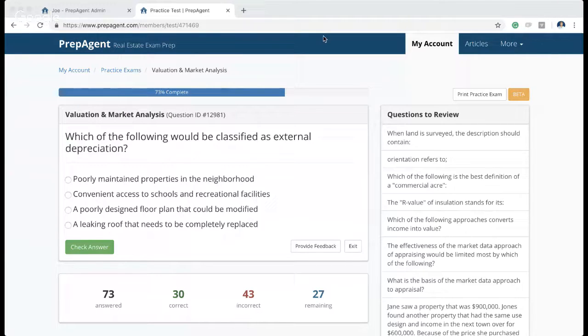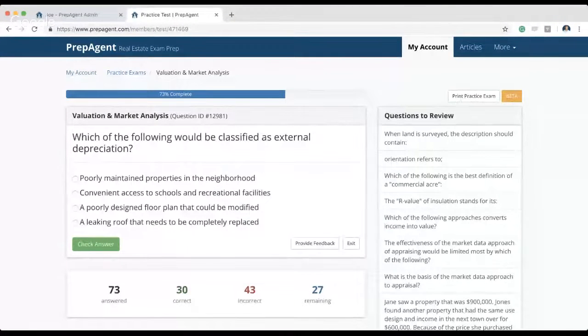Okay, so today we're doing appraisal, also known as valuation and market analysis. I'm going to start off with this question today. Who could tell me the 4 essential elements of value? What are the 4 essential elements of value? What do you guys think?